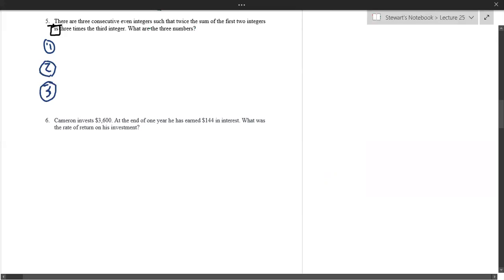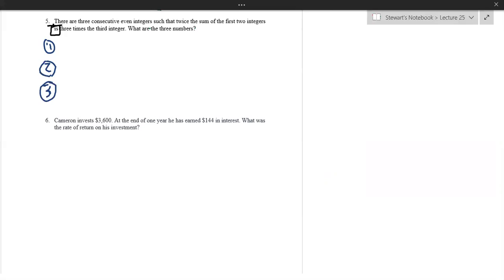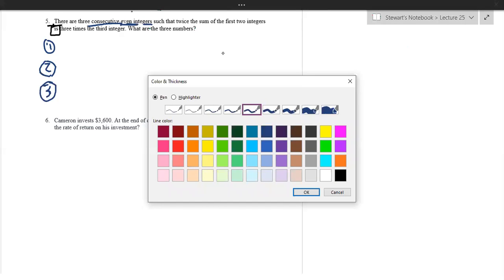Okay, but it says three consecutive even integers. For example, that'd be like 2, 4, 6, or 4, 6, 8, or 8, 10, 12, or 12, 14, 16. Three even integers in a row. That just means that it's any three even integers in a row.